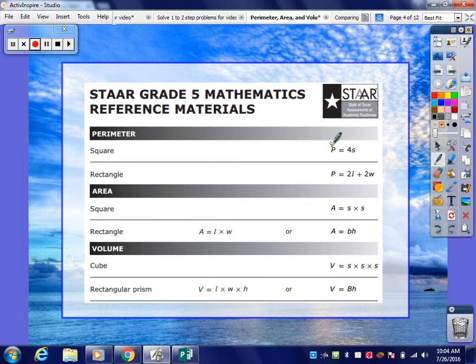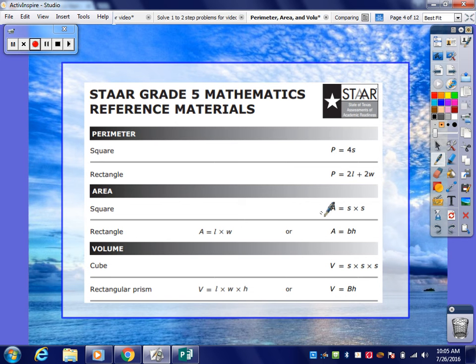For a rectangle though, each side is not necessarily the same length. So you would do 2 times the length plus 2 times the width. These are the formulas that you're given in 5th grade. So last year, some of you might have just added up all the sides. You can still do that to find perimeter, but the formula for 5th grade is 2 times the length plus 2 times the width.